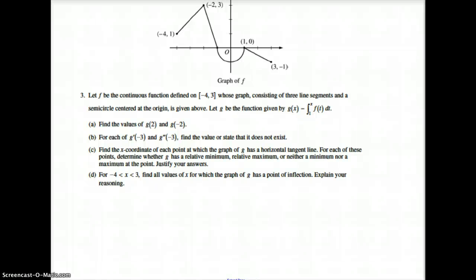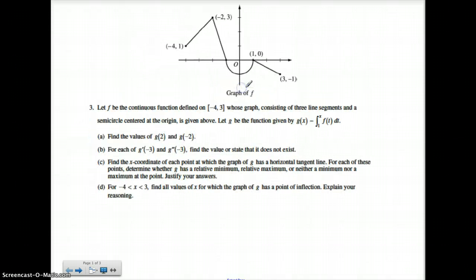This was the 2012 problem, number 3. It was the first one on your test. I'm going to go through this one fairly quickly because I went through most of it in class, but just a quick review. We are graphing F, but all of the questions here are about G, G prime, G double prime, and again G.